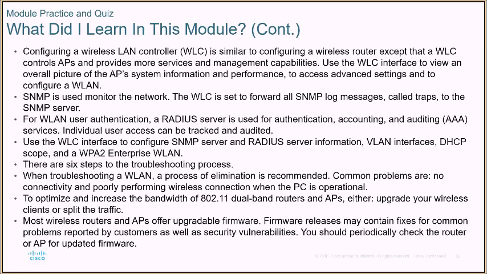To optimize and increase the bandwidth of 802.11 dual band routers and access points, you can either upgrade your wireless clients or split the traffic. Most wireless routers and APs offer upgradable firmware. Firmware releases may contain fixes for common problems reported by customers, as well as security vulnerabilities. You should periodically check the router or access point for updated firmware.